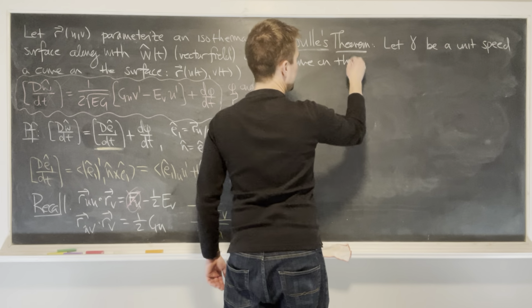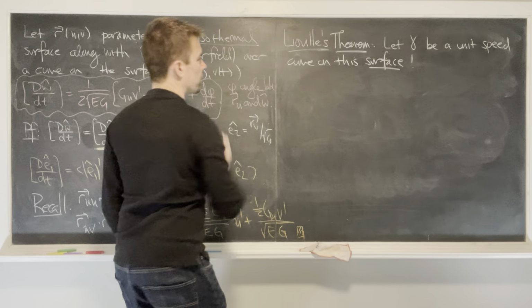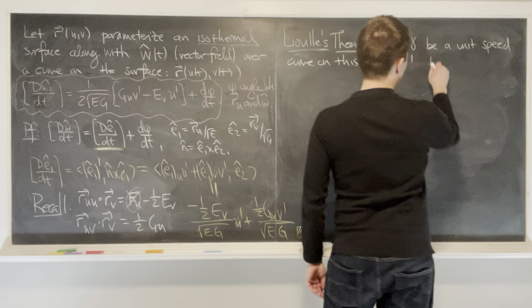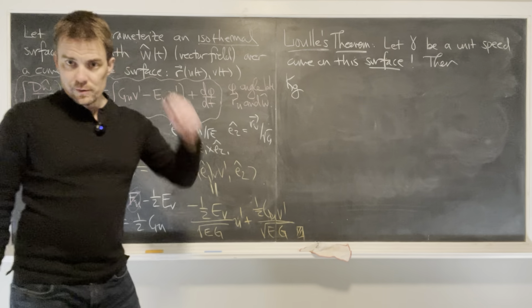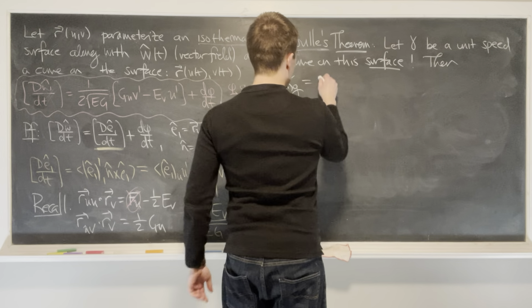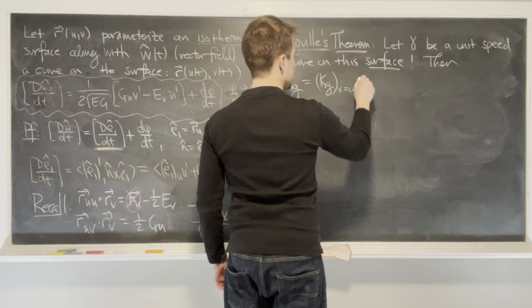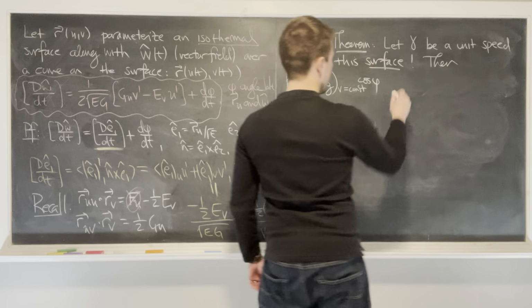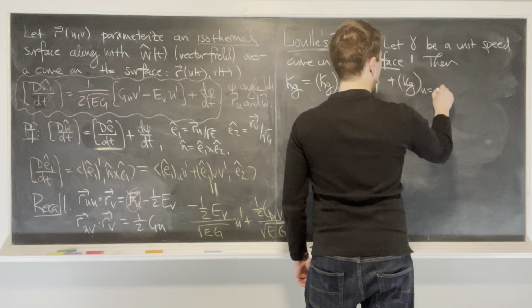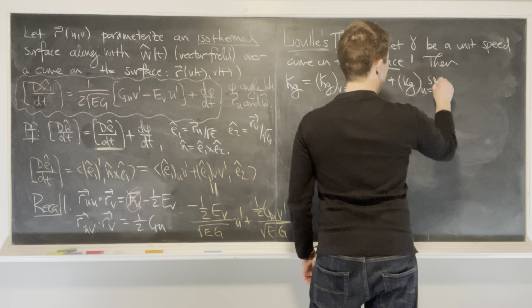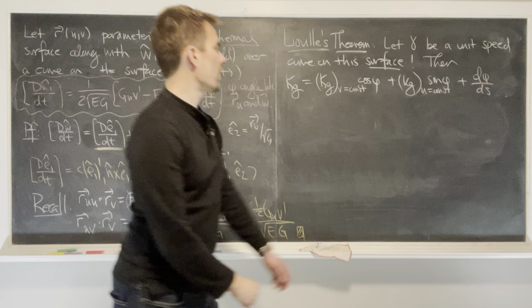On this surface. And that just means the surface is isothermal, right? Then the geodesic curvature of this unit speed curve is going to be the geodesic curvature of the curves when the parameter v is constant times the cosine of phi, plus the geodesic curvature of the curves when u is constant times the sine of phi, plus d phi ds. And that's Liouville's theorem, okay?